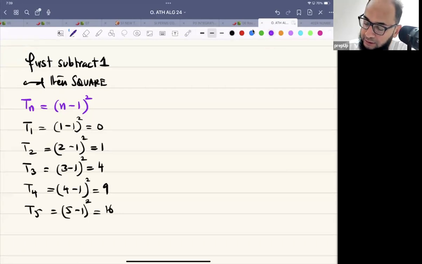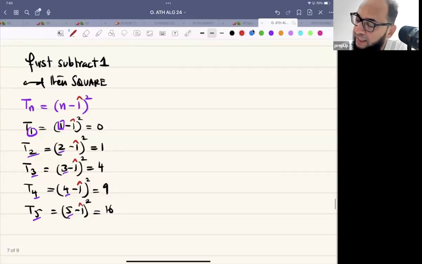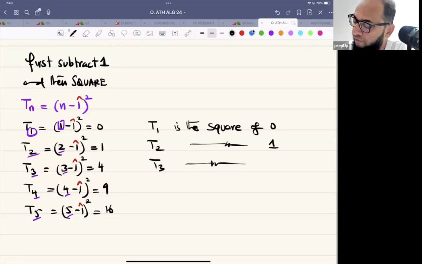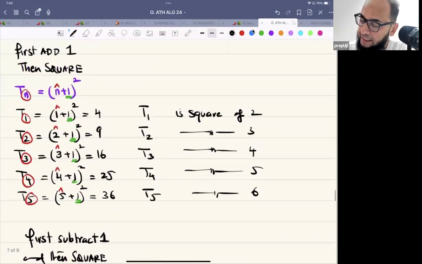Now again, focus on this 1 and this 1, 2 and this 2, 3 and this 3, 4 and this 4, 5 and this 5, and this negative 1 was constant. We are subtracting 1, or addition of negative 1 means the same thing. So basically T1 is the square of 0. Got it? And T2 is the square of 1, T3 is the square of 2, T4 is the square of 3, and T5 is the square of 4. Got the idea? Loud and clear?